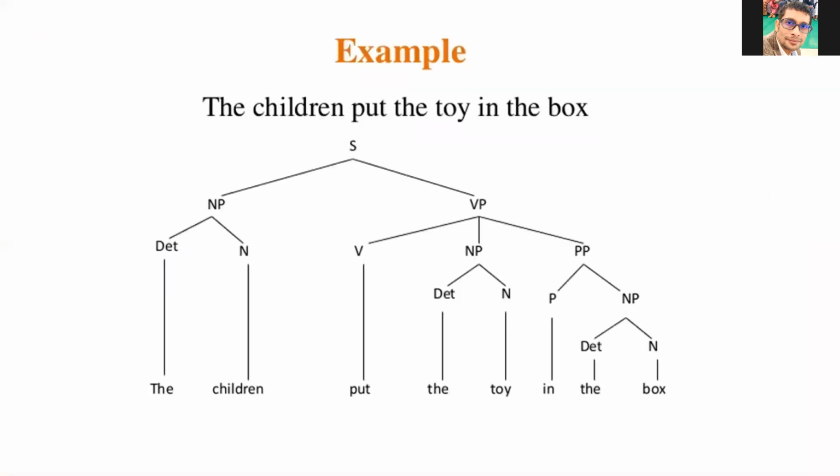Okay, let us go to the next slide. The children put the toy in the box. Same. Sentence has been divided again into NP and VP. Remember, NP is always at the left side, VP is always at the right side. So the children is NP, there is noun phrase. VP is put the toy in the box. Then there is another division in the box, which is a prepositional phrase. The toy is the noun phrase, and verb is only put. Put is verb, and again, all these things make the verb phrase.